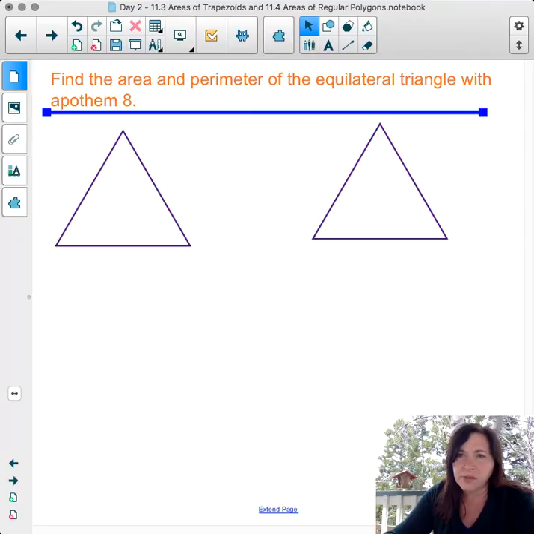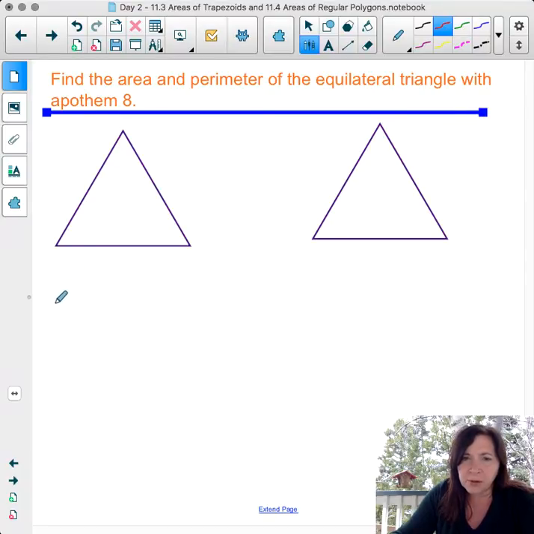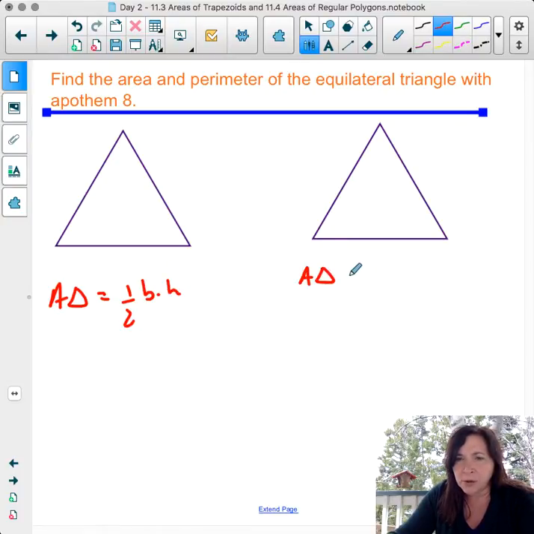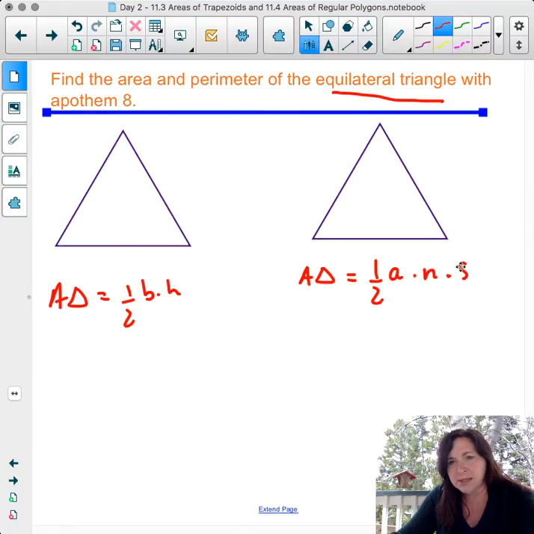And I want to do this two different ways. I want to do this one with my area formula for my triangle. Okay. So the area of a triangle is equal to 1/2 base times height. And I'm going to do this also, my area of a triangle, or a regular polygon, because it's equilateral, so it's regular, is 1/2 apothem times the number of sides times the length of one side. So I know my apothem is 8.